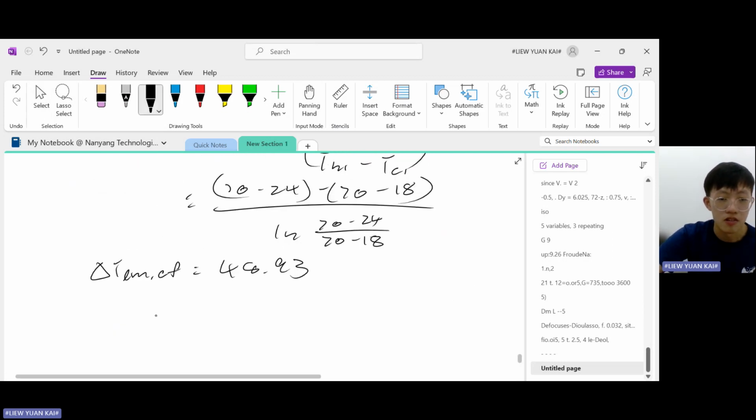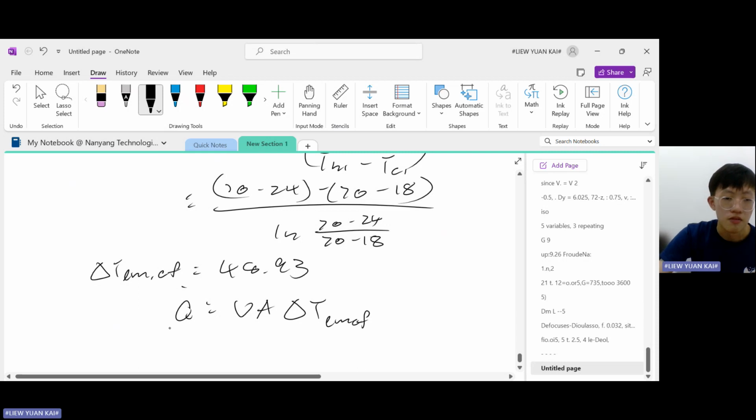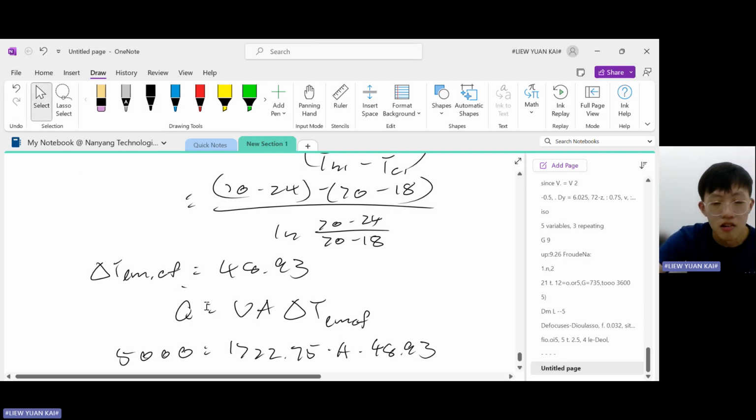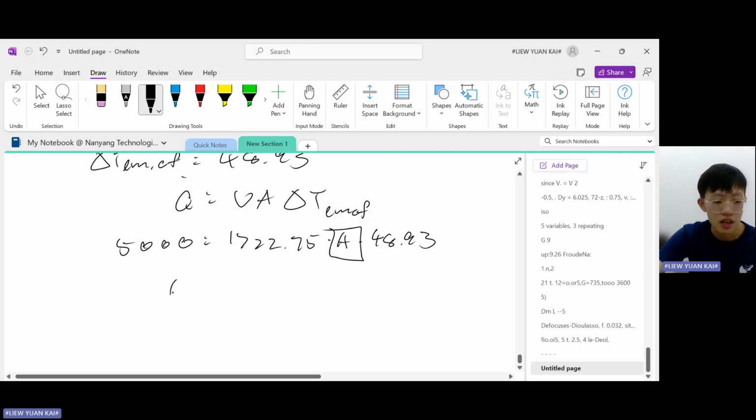So finally, you can plug this log mean temperature difference in here. Let's recall the heat rate formula: Q equals U A delta T log mean. Remember, they told us the heat rate is 5,000. And we already calculated the overall heat transfer coefficient, 1722.75. Sorry, my handwriting is trash. Times the area times 48.93. So A is our only unknown, so solve for A. A will be equal to 0.0593.